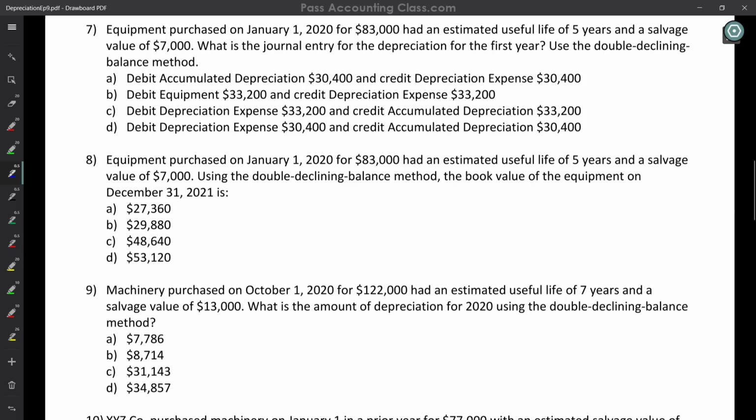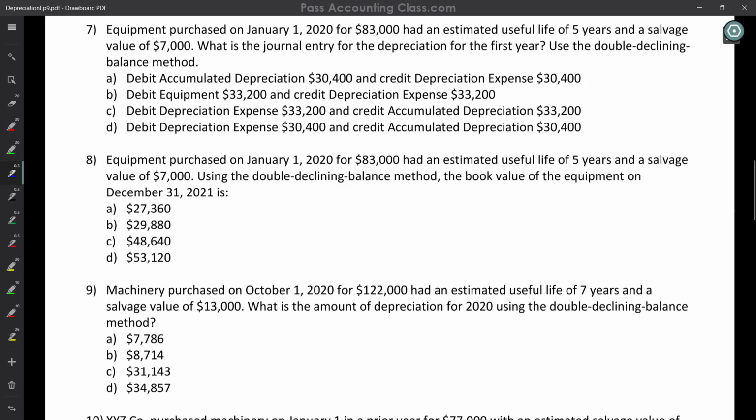For question 7, it says, equipment purchased on January 1st, 2020 for $83,000 had an estimated useful life of 5 years and a salvage value of $7,000. What is the journal entry for the depreciation for the first year? Use the double declining balance method. Debit accumulated depreciation $30,400 and credit depreciation expense $30,400. Debit equipment $33,200 and credit depreciation expense $33,200. Debit depreciation expense $33,200 and credit accumulated depreciation $33,200. Or debit depreciation expense $30,400 and credit accumulated depreciation $30,400.